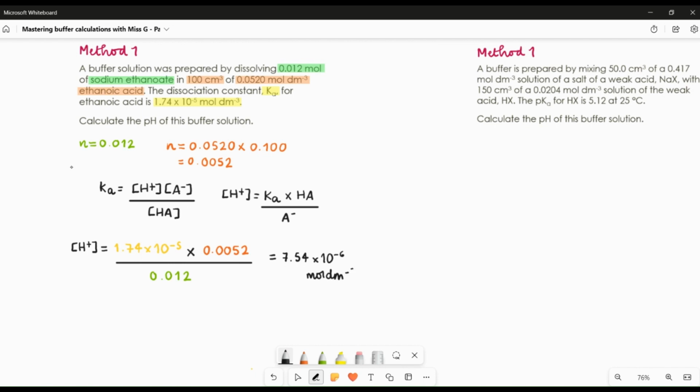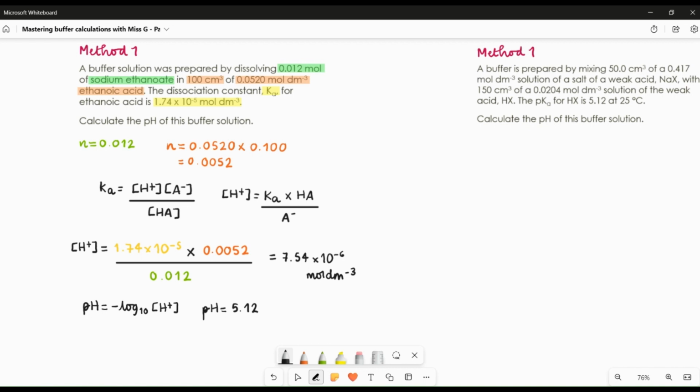moles per decimetre cubed. And then from there, pH is equal to minus log base 10 of the hydrogen ion concentration, and therefore the pH is equal to 5.12. And pH values should always be given to 2 decimal places, so the actual answer was 5.1226, so then I've rounded that to 5.12 to my 2 decimal places, and that's it. That is the pH of our buffer solution.